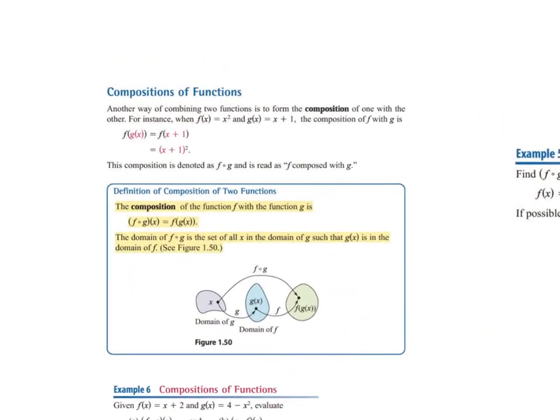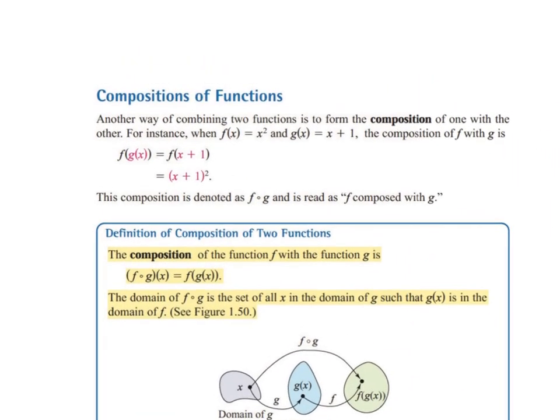Today we're going to go over compositions of functions. Another way to combine two functions is to form the composition of one with the other. For instance, when f of x is equal to x squared and g of x is equal to x plus 1, the composition of f with g is written like this. So this is f of g of x. We would take what g of x is and plug it into what our x is in f of x. So we take what's on the inside and plug it into what's on the outside.